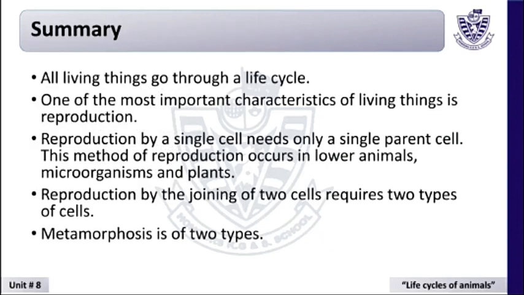Let's have a quick review of what we have studied in this chapter. All living things go through a life cycle. One of the most important characteristics of living things is reproduction. Reproduction by a single cell needs only a single parent cell. This method of reproduction occurs in lower animals, microorganisms and plants. Reproduction by the joining of 2 cells requires 2 types of cells. Metamorphosis is of 2 types.